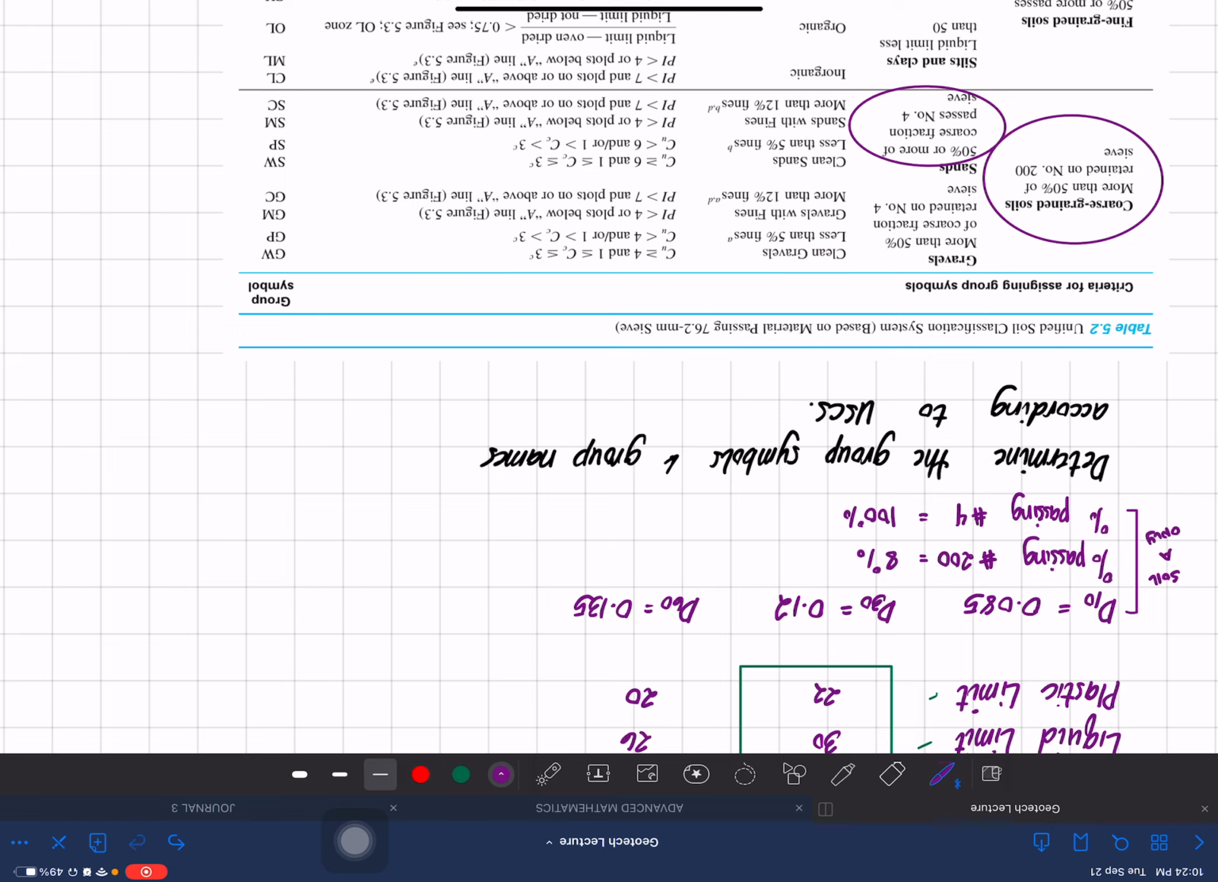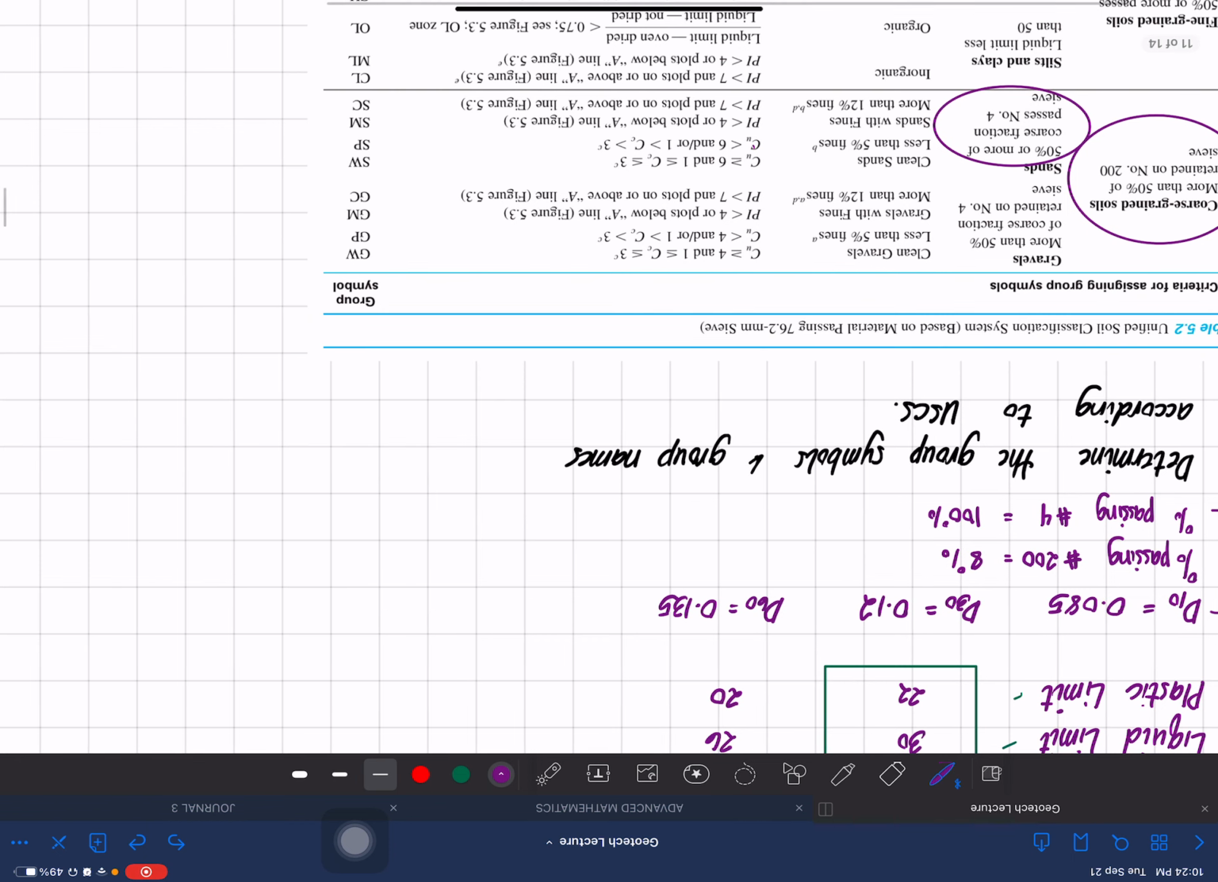Next thing that we're going to do is we're going to identify if it's clean sands, less than 5% fines, sands with fines, or more than 12% fines. Okay? So, paano natin ito gagawin? We're just going to compute, guys, for the CU. Titignan lang natin kung CU is greater than or equal to 6 and the CC is in between 1 and 3 or equal. Equal to those values. Okay. So, binigay naman sa atin yung ating D10, D30, and D60.